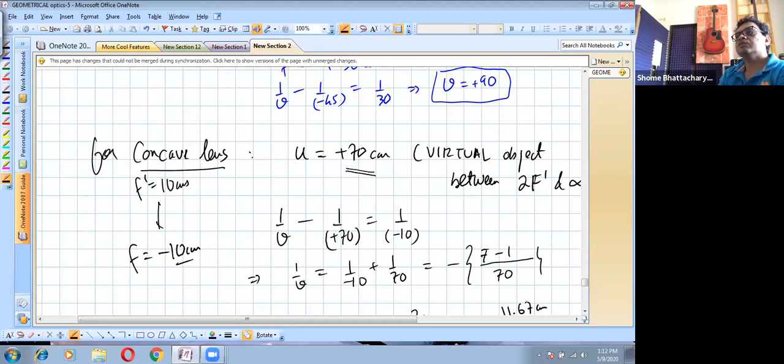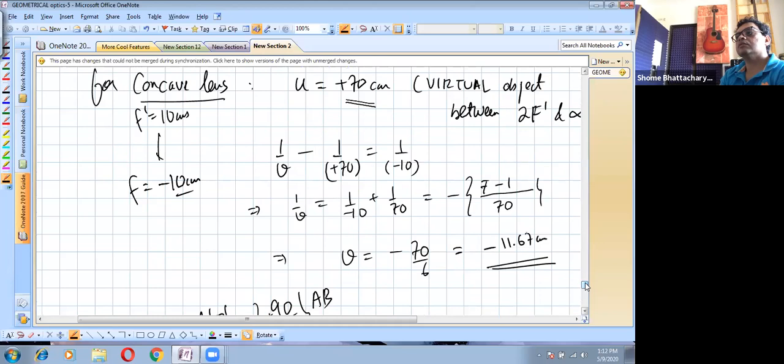So this is giving us 1 by V is equal to this thing. So just write it like this. You take 70 as the LCM, you have minus 7 plus 1. So that's the same thing as minus 6 by 70. So this is the position of the final image. So this is basically the position of which one? A double prime, B double prime.